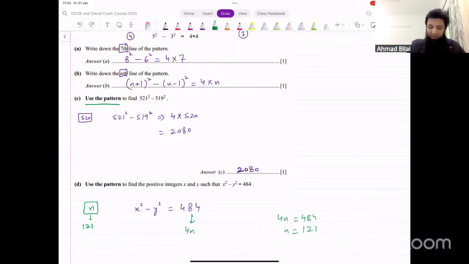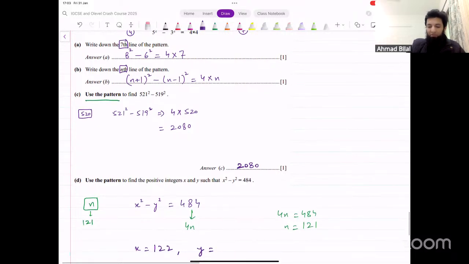If the row number is 121, what are these numbers x and y going to be? X is supposed to be 1 greater than the row number, and y is supposed to be 1 less than the row number. So what's x? We can say x is equal to 1 more than 121. That means x should be 122. And y should be 1 less than 121, because that's n minus 1. So that should be 120. So x is equal to 122 and y is equal to 120. These are the answers that we get from this.